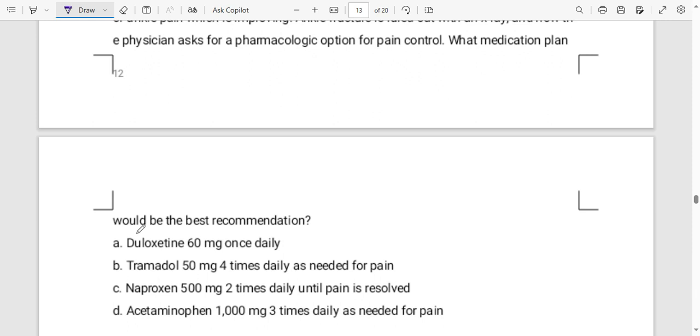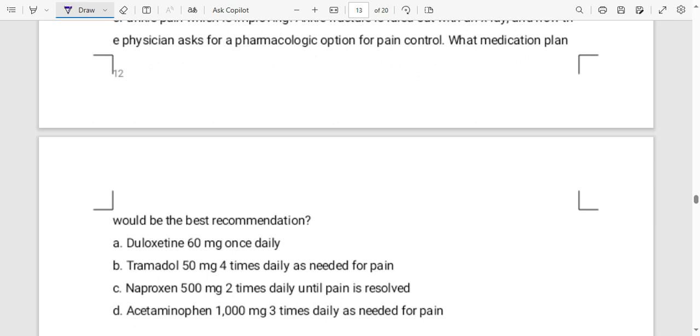A, duloxetine 60 milligrams. B, tramadol 50 milligrams. C, naproxen 500 milligrams daily and such. D, acetaminophen 1000 milligrams.